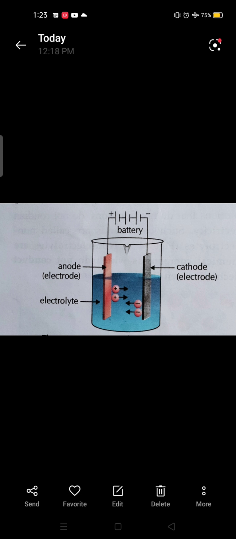Now next is your electrolytic cell. This picture is of what? Electrolytic cell. The whole process, the whole setup occurs in this cell. So a glass or plastic container which contains two electrodes, that is anode and cathode, and an electrolyte, see this electrolyte, is called a voltameter or electrolytic cell. The voltameter converts electrical energy into chemical energy. This is the electrolytic cell.